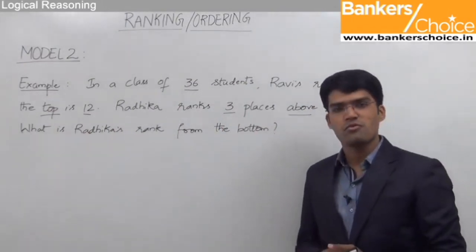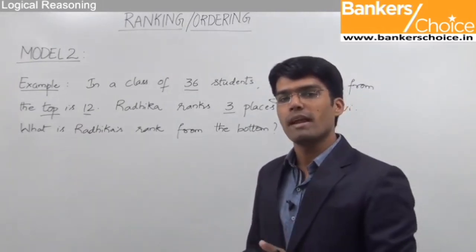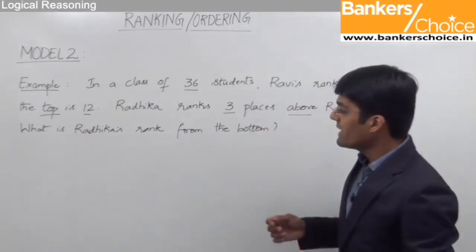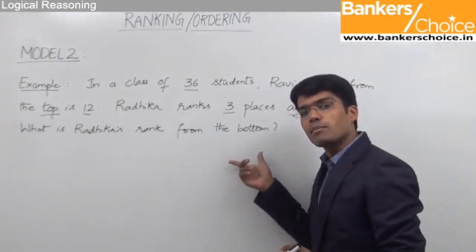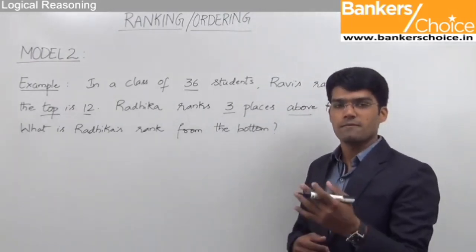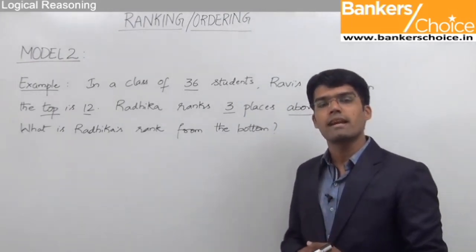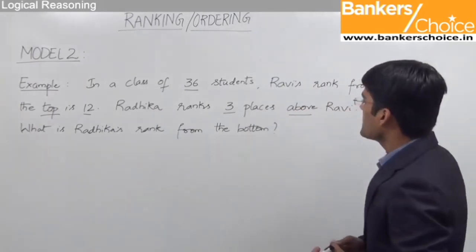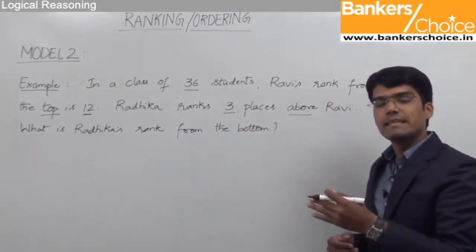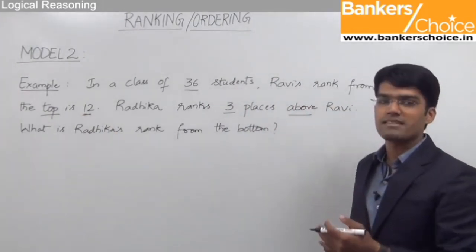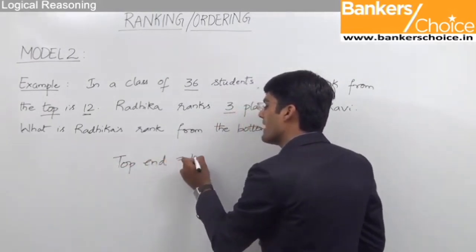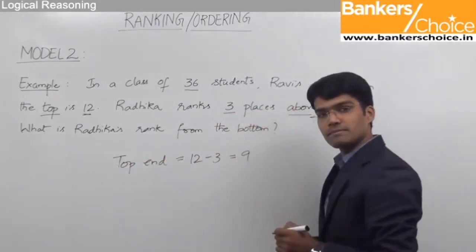That means here we are supposed to find out Radhika's rank from the bottom end of a class which has 36 students. As we have already learned, we can find out the rank from the other end, that is the bottom end in this case, only if we know the rank from the top end. So let us first try to find out what would be Radhika's rank from the top end. As given in the question, Ravi's rank from the top is 12 and Radhika ranks 3 places above Ravi. So it is obvious that Radhika's rank from the top end would be 12 minus 3, that is 9.